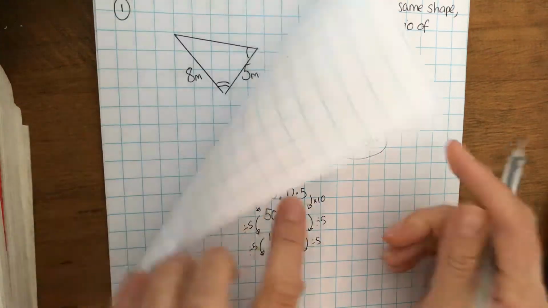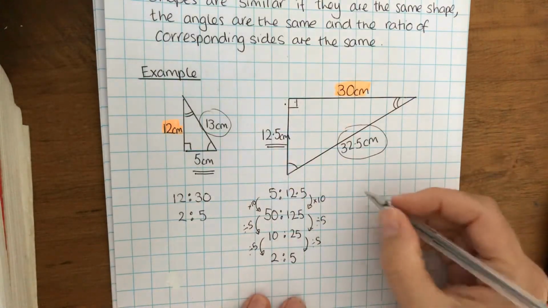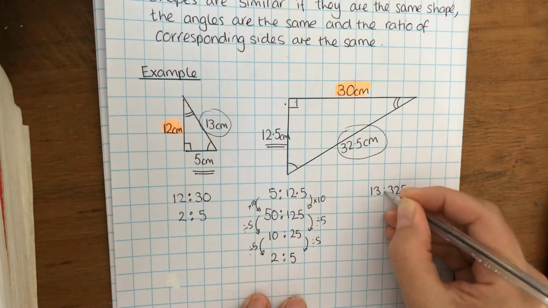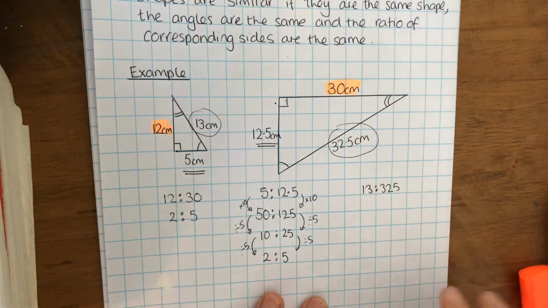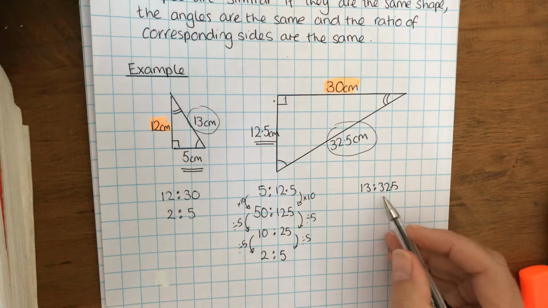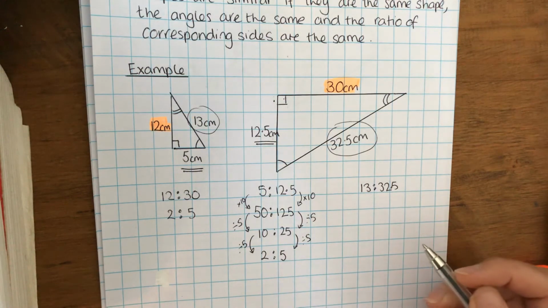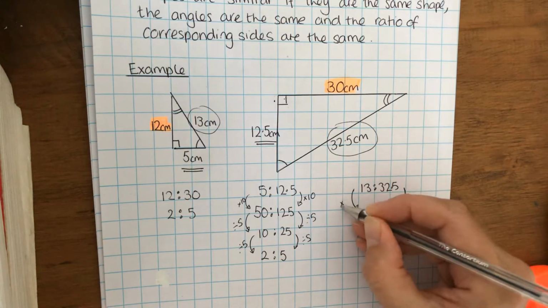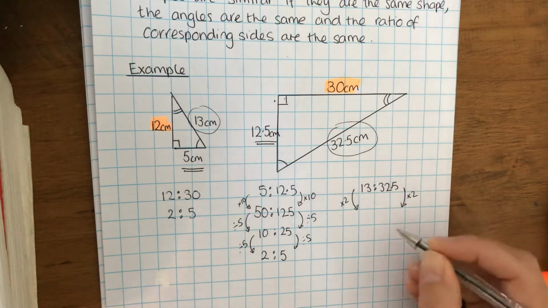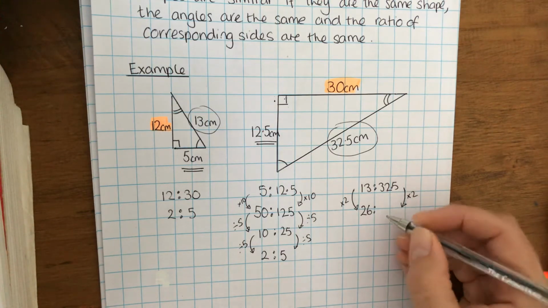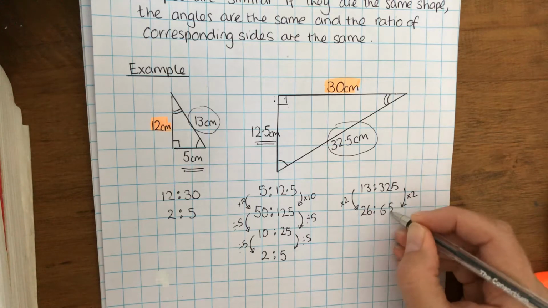Okay, between the two markings and one marking, 13 to 32.5. Now I could times by 10 here, but I'm going to end up with like 130 and 325. So actually on this one, I'm just going to make it a little bit easier by just multiplying by 2. And that'll get rid of the decimal. So that's 26 to double 32.5 is 65.